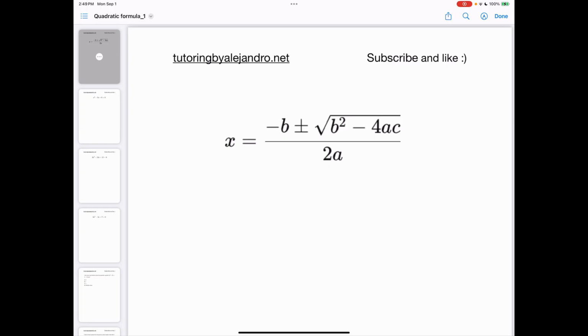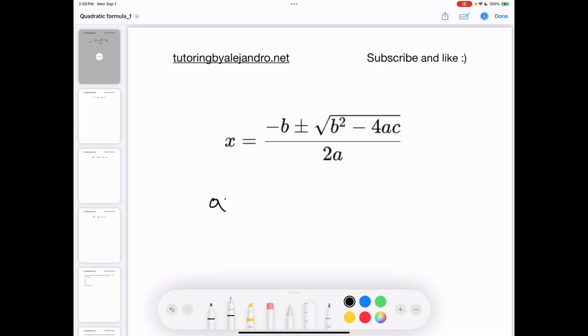Today we're going to cover the quadratic formula and quadratic equations. All right, so let's start with the basics. A quadratic equation is basically any equation that can be written in the form ax squared plus bx plus c equals 0. Here, a, b, and c are just numbers, or the coefficients, right?